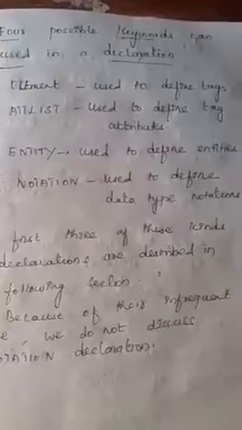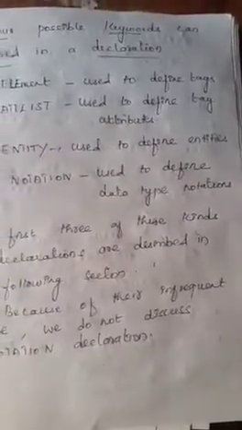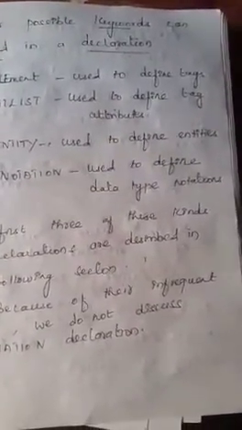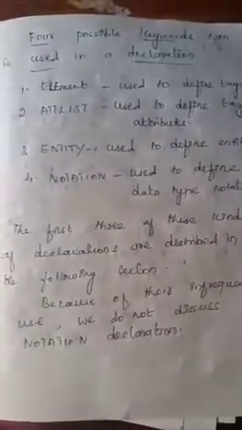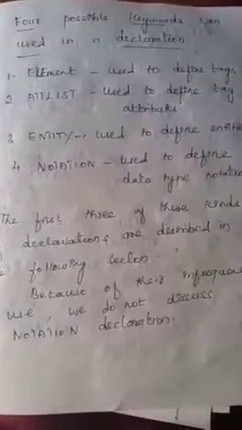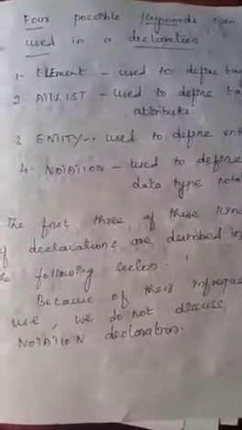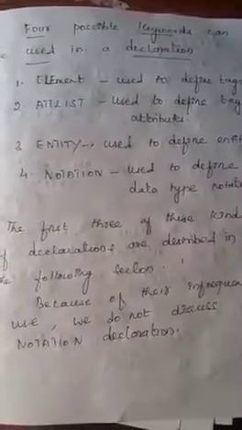ELEMENT is used to define tags. By the use of ELEMENT, you can define tags in a DTD. ATTLIST is used to define the tag attributes. ENTITY is used to define entities, and NOTATION is used to define type notations. But here only the first three keywords are used. The fourth one, NOTATION, is rarely used in XML. So in this concept, we do not use the NOTATION keyword.